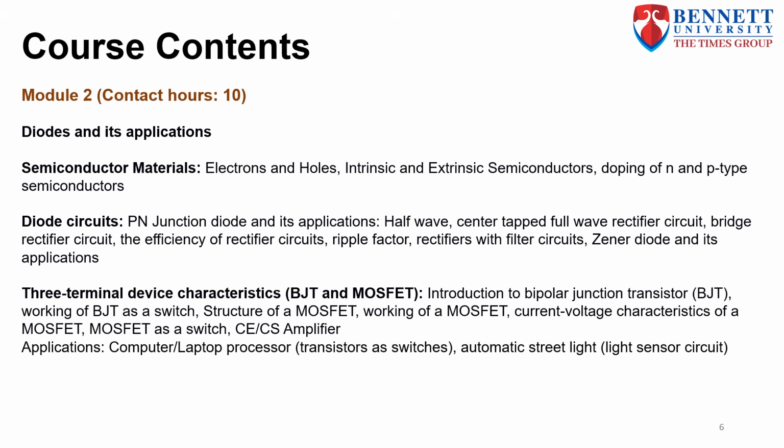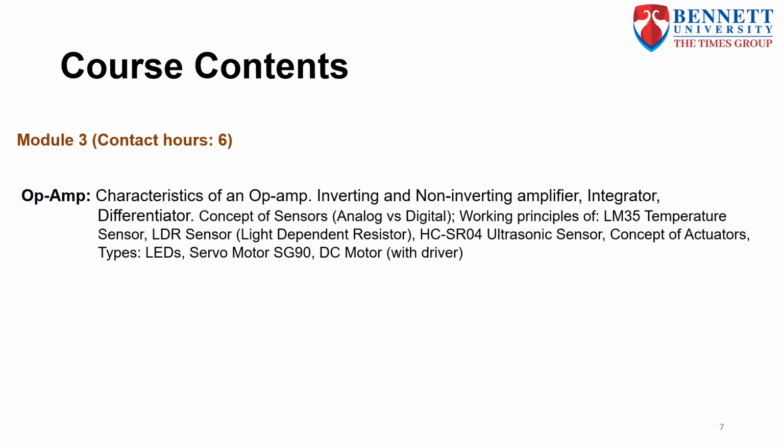In addition to that, we have the Zener diode and its applications, and the concept of transistors in the form of BJT and MOSFET will be explained to you. Transistors have their own applications in processors, because there are chips in the form of processors in your laptop and computer, and there are automatic street light systems. There we use some sensor circuits. So all these are applications of transistors.